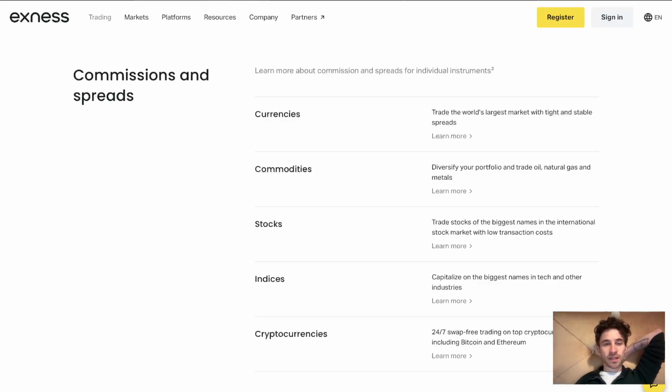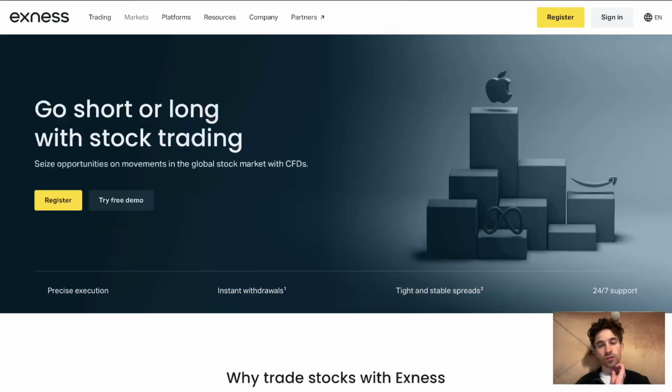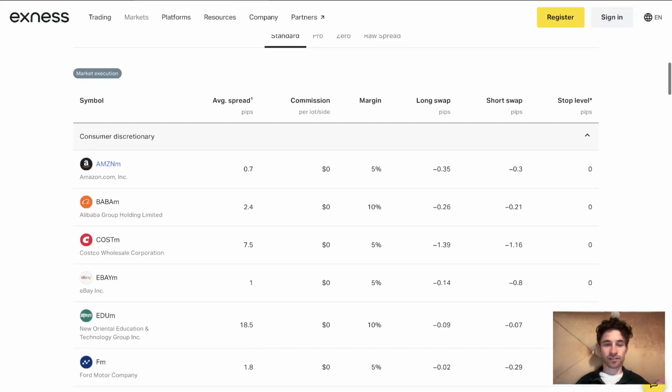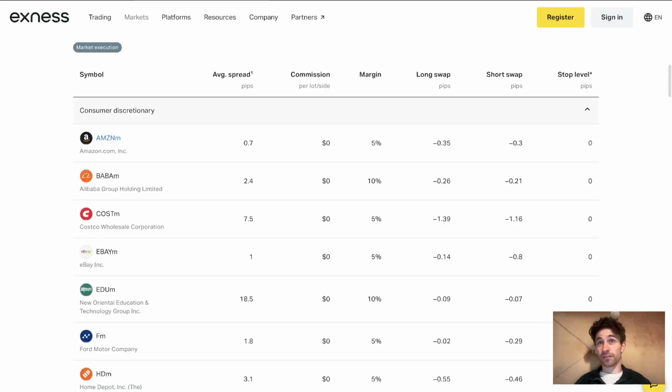This is a really nice page that Exness created, where you can see the specific fees for each different commodity. Because, for example, if we take a look at stocks right here, each of these different stocks is going to have a slightly different spread, a slightly different margin, and all of these different things. So if you know exactly what you are going to be trading, this is really helpful.